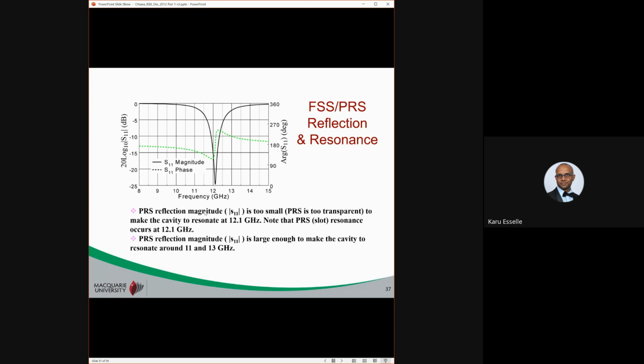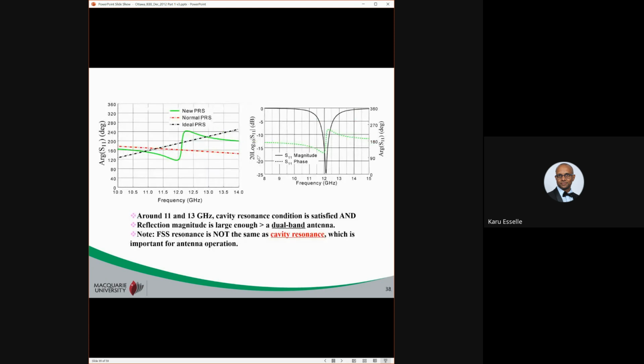Partially reflecting surface reflection magnitude S11 is too small. So the surface is not reflecting enough. It's actually a transparent surface at that frequency. So it cannot make the cavity resonate at 12.1 gigahertz. So that cavity does not radiate, it's not a good antenna, but it's a good antenna at the other two frequencies, where the reflection magnitude is large enough.